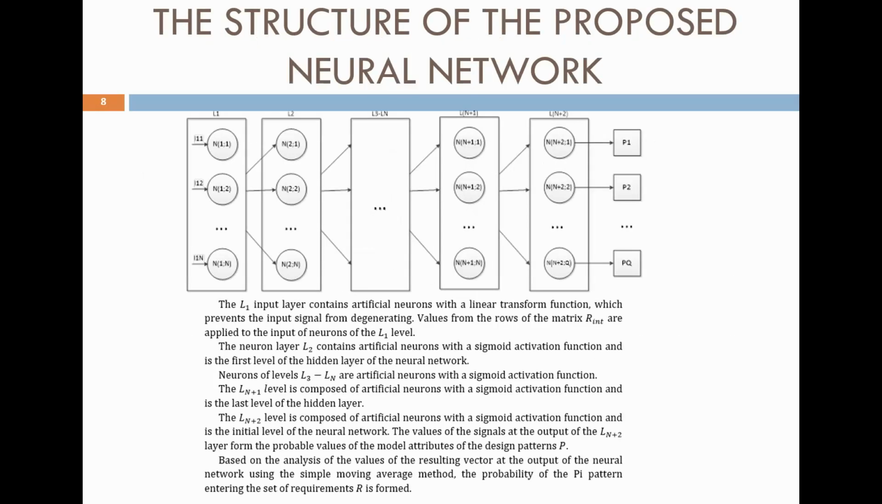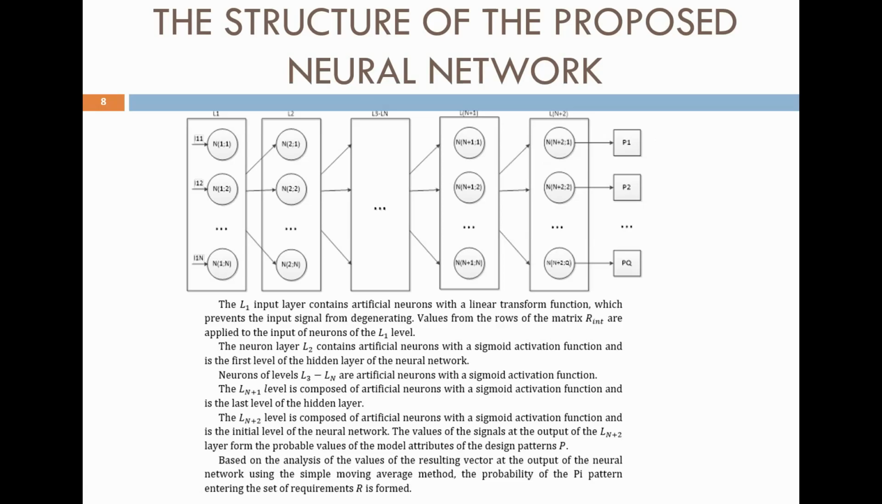The structure of the proposed neural network is displayed on the current slide. The first input layer includes neurons with requirements attribute values. The next layers, from 2 to n+1, are hidden layers with sigmoid activation function. The output layer is layer n+2, which generates a probability distribution for each pattern. The optimization process of the proposed neural network is made with the backpropagation technique, which helps to minimize errors.